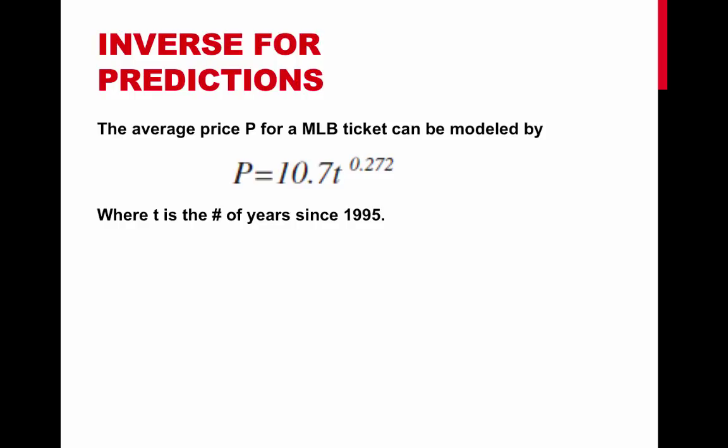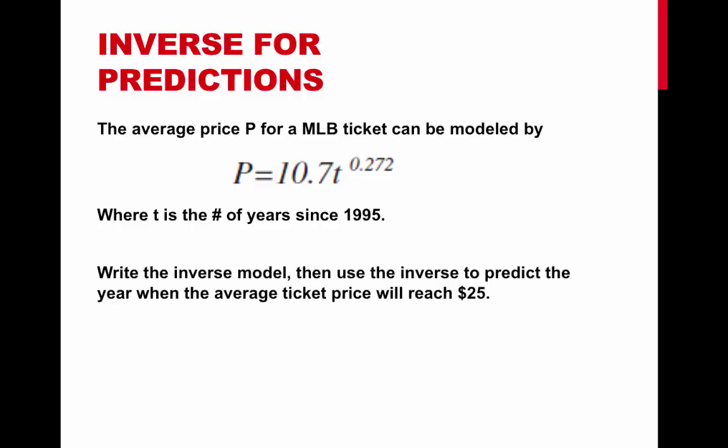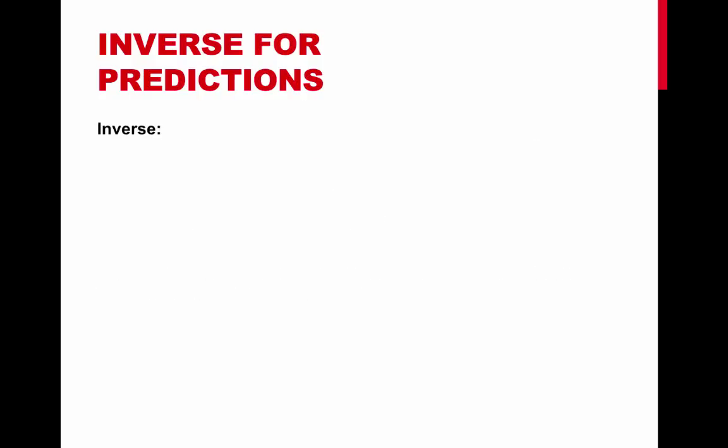Now, how we can use inverses for application problems is really useful if we want to find any predictions. It says the average price, which is P, for an MLB ticket can be modeled by this equation. So we've got P equals 10.7 T to the 0.272, where T is the number of years since 1995. So what they want you to do is write the inverse of this function and then figure out what year the average ticket price is going to be $25. So first find the inverse, and then find the year when the price is $25. So we're going to go ahead and do this.